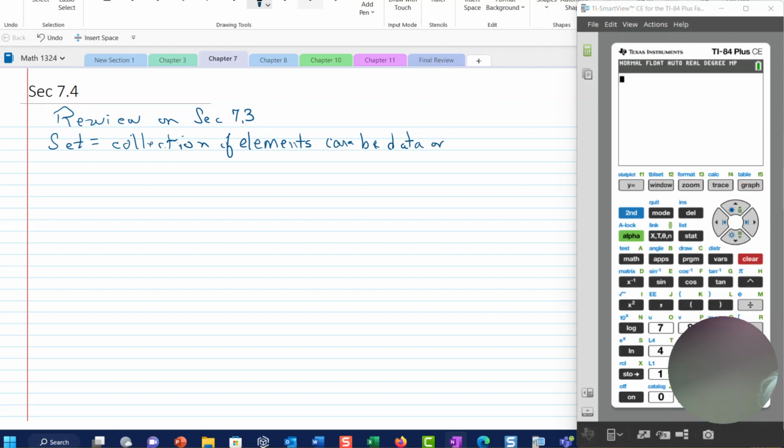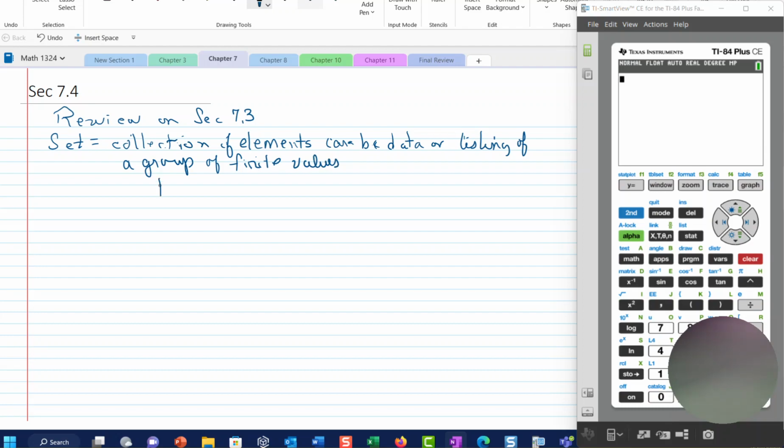Or a listing of a group of finite values. Okay, now what are we talking about when we talk about finite values?